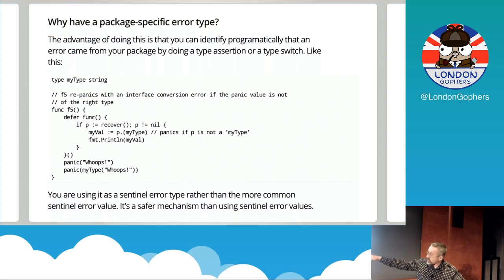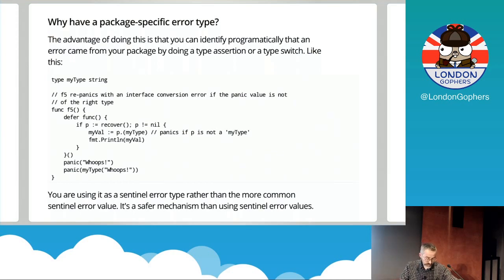So as shown down there, the panic that we pass is just a normal string. It's not a my type of that string. So what you're doing here is you're using a sentinel error type rather than a sentinel error value. It's safer than sentinel error values.